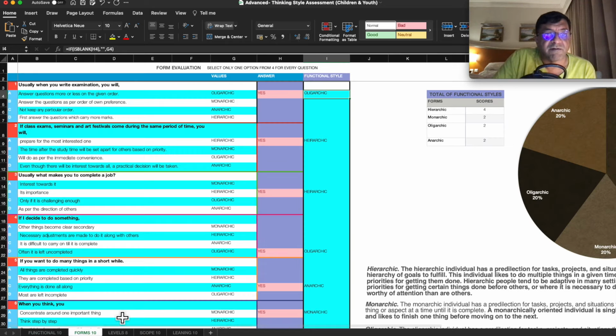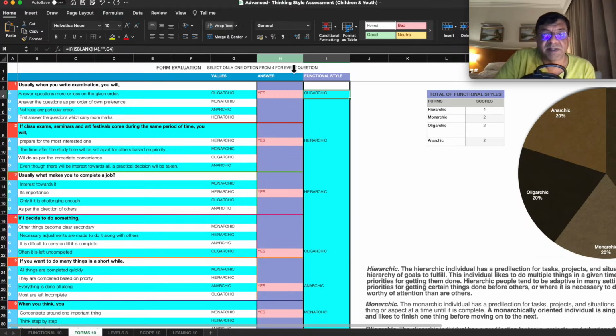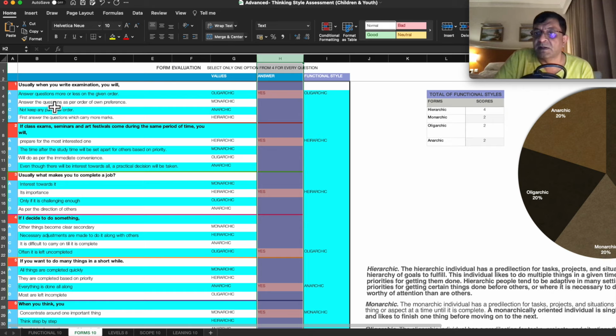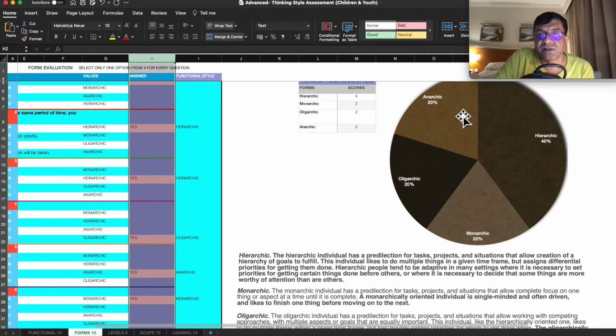Let's take the next one, forms. Now the forms is again the same kind of Excel worksheet. It's got 10 questions again. And you type in yes in one of the cells here against every question, multiple choice. And what does form mean? Form has got 4 sections: anarchic, hierarchic, monarchic, and oligarchic. Now, anarchic doesn't mean you go around creating chaos. Let's see what they are.